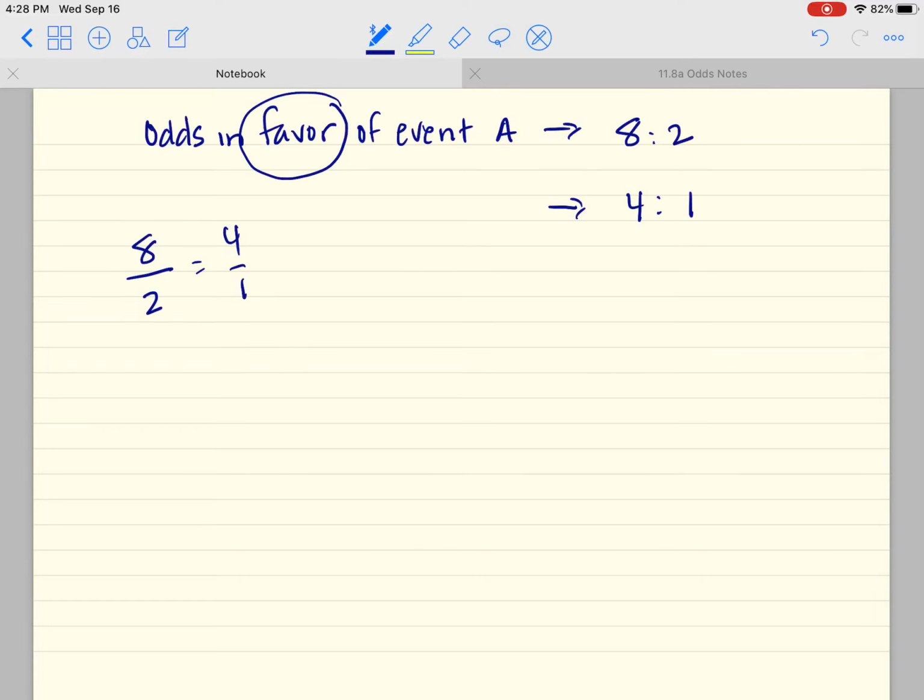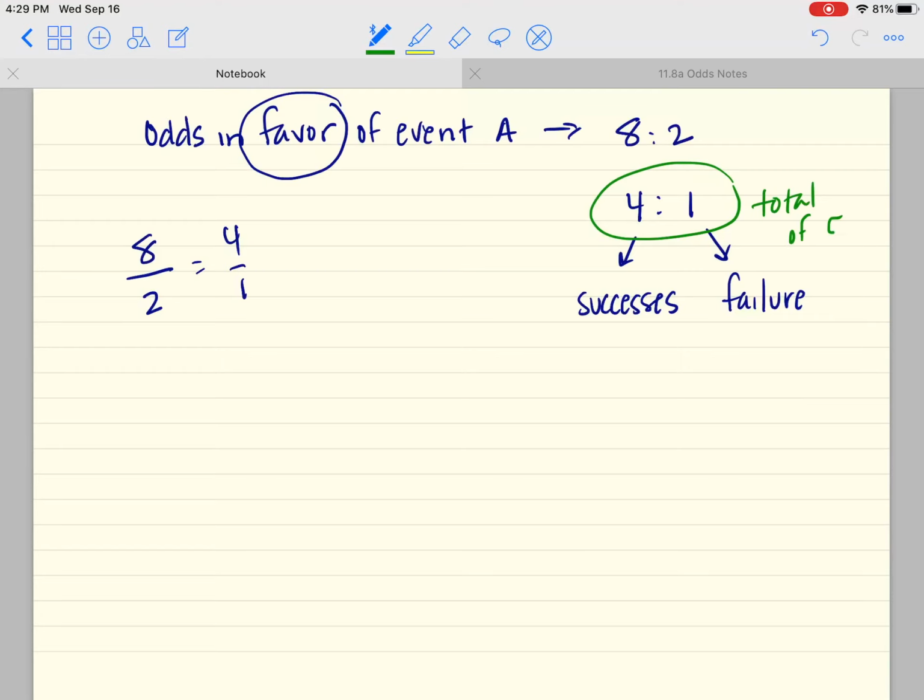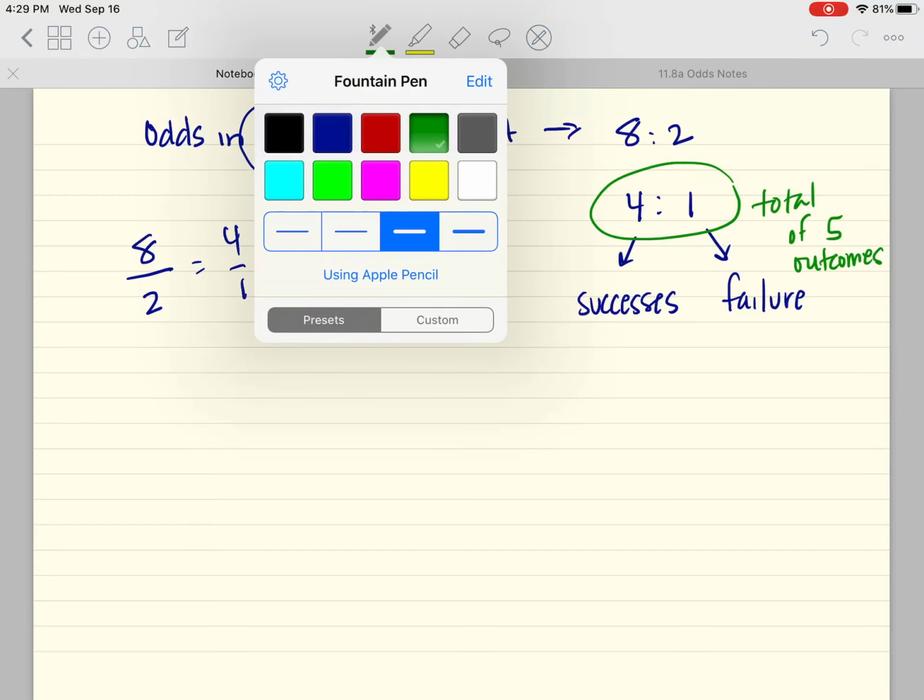Now, because they're odds in favor, that means there are 4 successes for every 1 failure. Because they're odds in favor, it's successes to failures: what we want to happen first, and then what we don't want to happen next. So 4 successes to 1 failure. That means the total number of outcomes in this situation is 5. Okay, 4 successes and 1 failure is 5 outcomes.